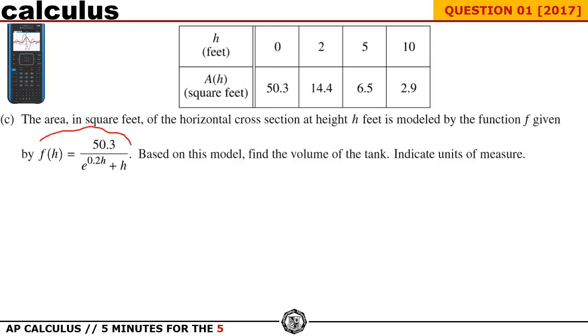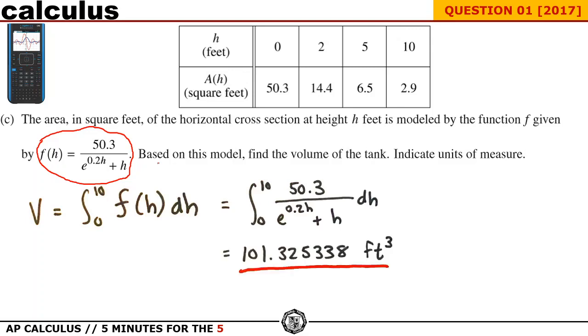This question is essentially asking you to do the same thing as Part A, except now you're going to do it with a calculator using this function for f of h. So this is just plug it right into the calculator and get your answer, and you should have 101.325338 cubic feet. This is worth 2 points, 1 point for the integral, whether you write it as the integral of f of h or 1 point to actually put the function in, and then obviously having the limits of integration from 0 to 10, and then 1 point for your answer.